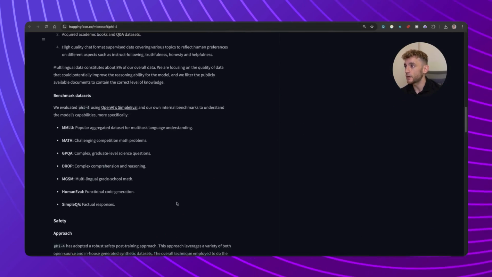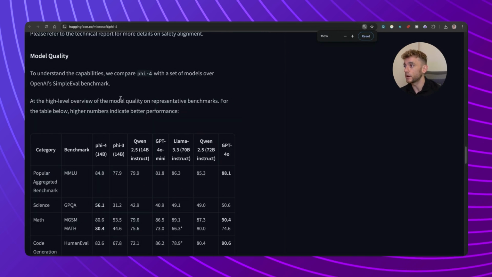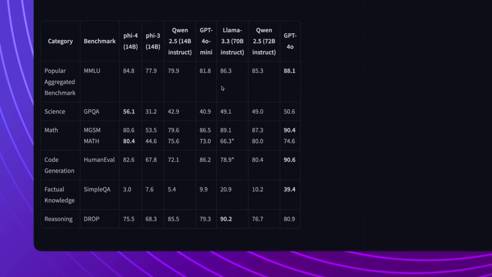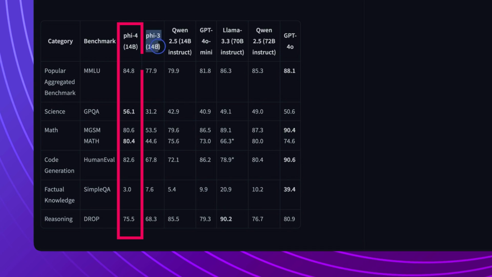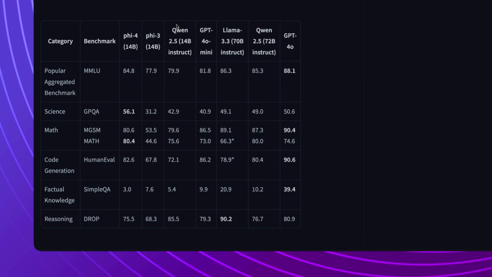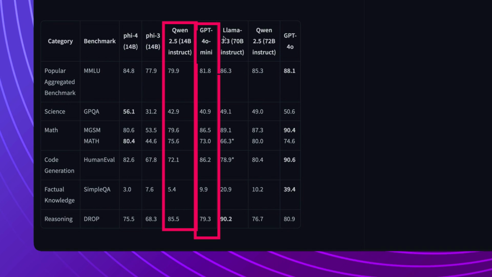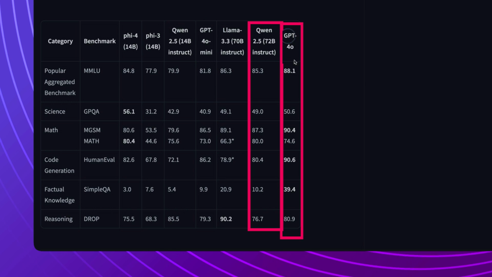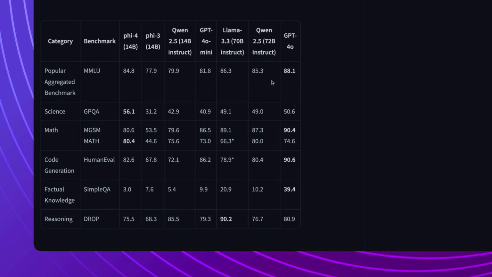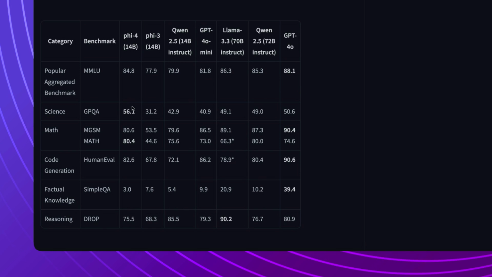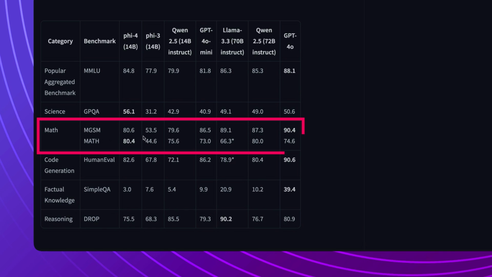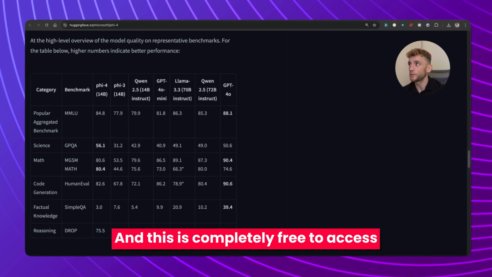And if you're wondering, okay, how does it perform? It's kind of a reasoning model, a little bit like, for example, GPT. So you can see Phi-4 over here versus Phi-3, which is the previous model from Microsoft. Then you've got Qwen, GPT-4o, Llama, Qwen 2.5, and GPT-4o, right? Now, you can see that, for example, in the benchmarks here, it's winning on science and also on maths. And this is completely free to access.